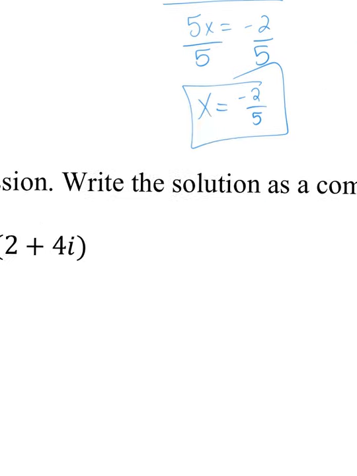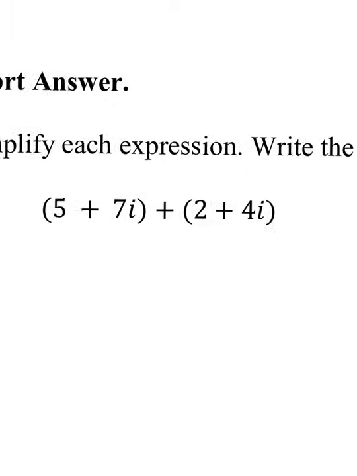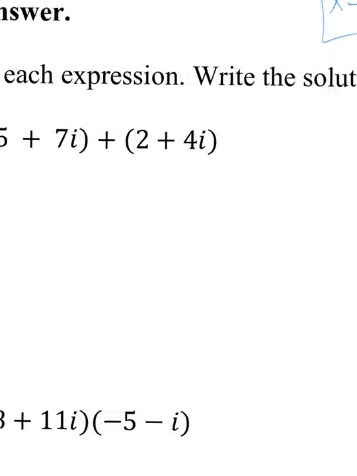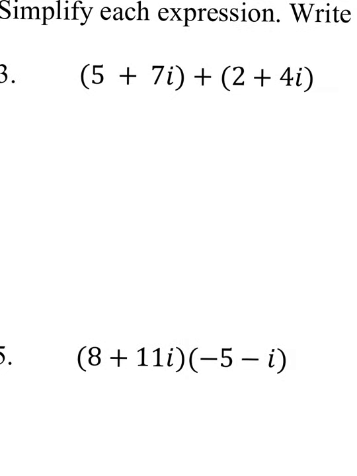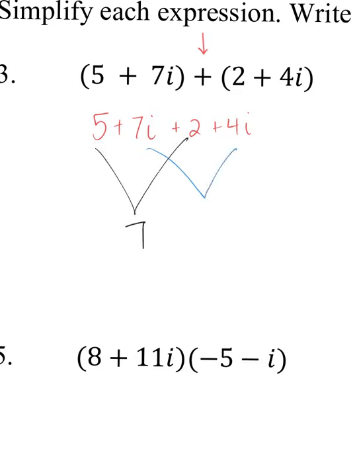All right, moving on to the next one. So for number 3, we're just simplifying and writing down solutions for complex numbers. So this is what we just learned, okay? What's important about this question is that there is a plus sign here. So I know that when I'm adding complex numbers, everything just drops out of the parentheses. And I'm just combining like terms. Okay, so 5 plus 2 is 7, and 7i plus 4i is 11i. And that's your answer. So those are pretty simple, okay? With addition, they're just dropping out and you're combining like terms.